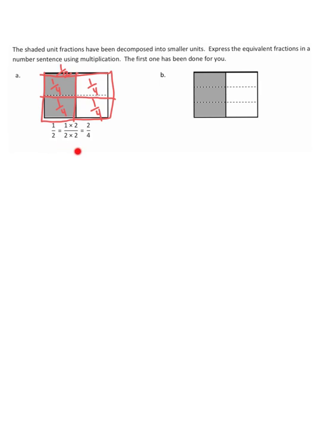And that's what we have here. 1/2 is equivalent to 2/4. But we can do that by using a number sentence using multiplication. So we started off with a half, and we've got a little pattern here. Since we cut it in half, meaning 2, we multiply the top and the bottom by 2, and we get 2/4.